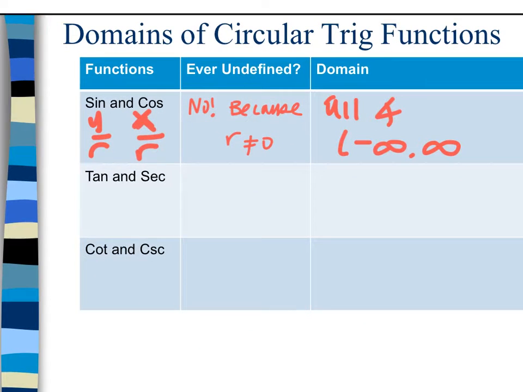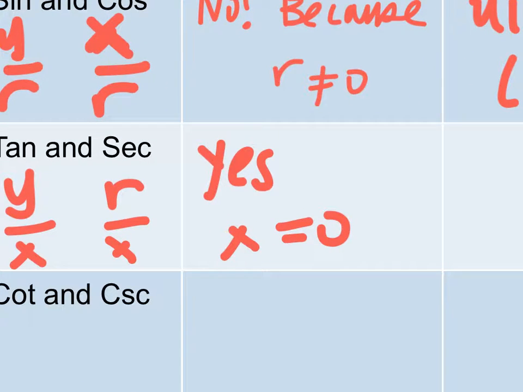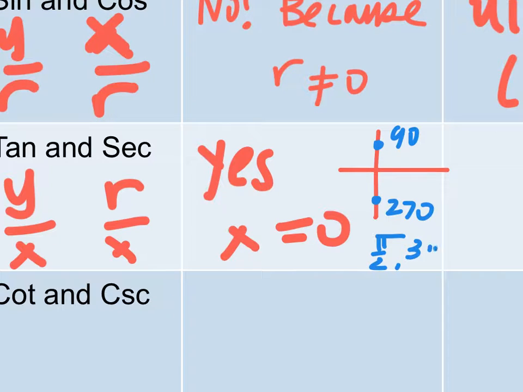Next, we can talk about tangent and secant. Tangent will be y over x, and secant is r over x. Since x can equal 0, these functions can be undefined, and this will happen whenever x equals 0. So where would this occur? If we were to look at our circle and find all of the points where the x value is 0, that would happen here and here. First, that occurs at 90 degrees and 270, which in radians would be pi halves and 3 pi halves.